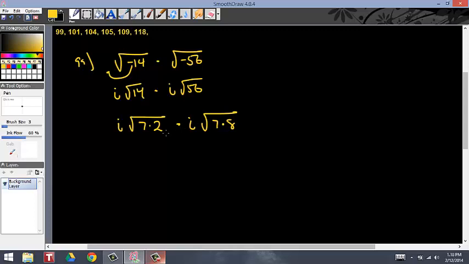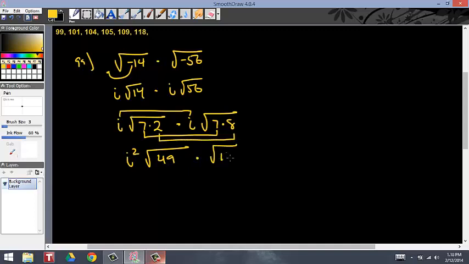Okay, so now I'm going to rearrange some of this stuff. I'm going to say i squared, that's what these two have become, rad 7 times 7 is 49, times rad 2 times 8, which is 16. Well, the square root of 49 is 7. The square root of 16 is 4. What is i squared? Negative 1. So what is negative 1 times 7 times 4? Negative 28.